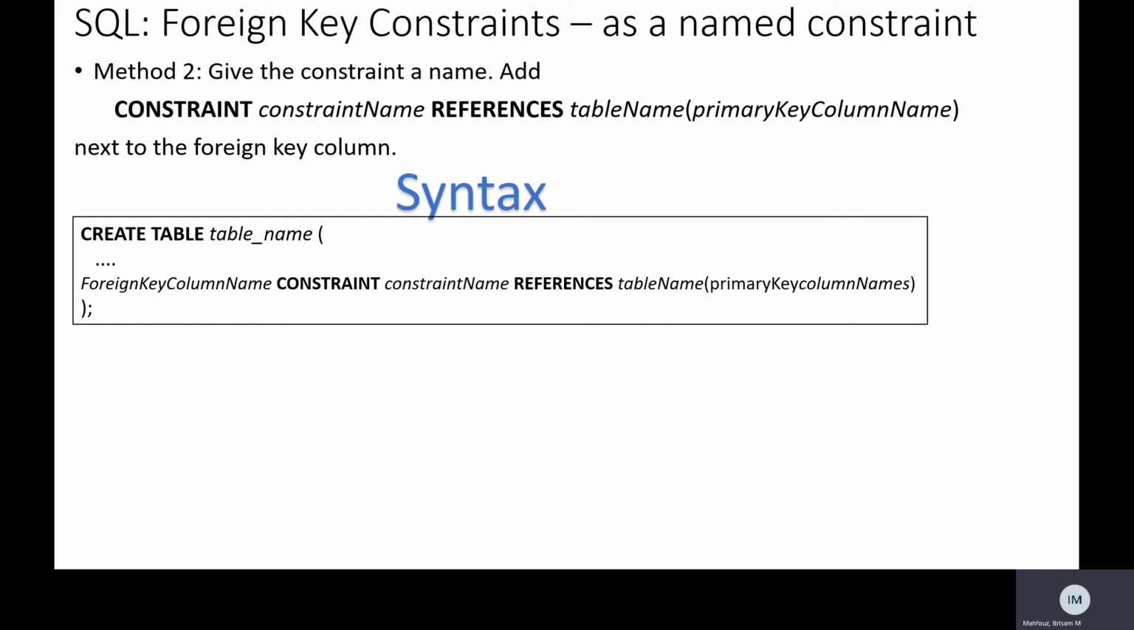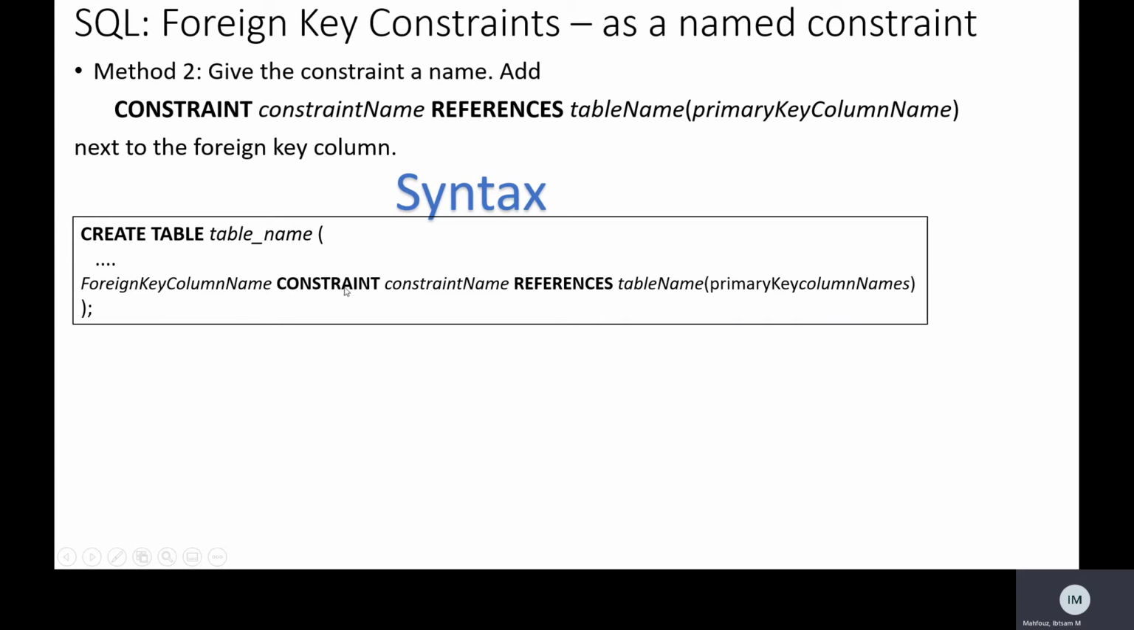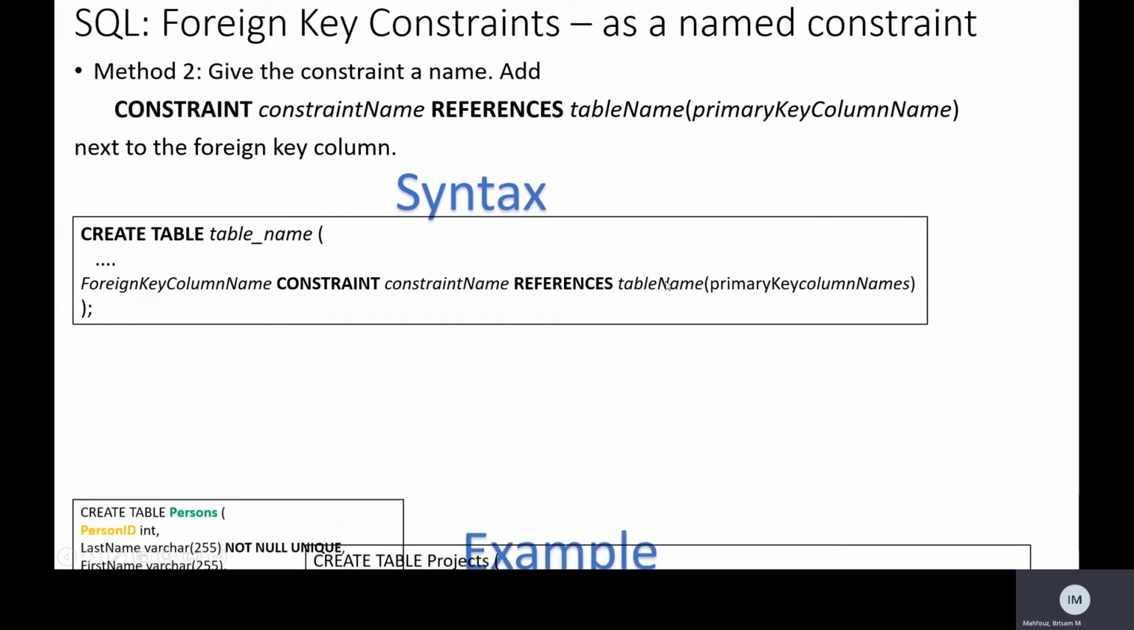We could also make sure that it's named. Here it's unnamed. See, we don't have the word constraint, so we don't have a name for this constraint. If I want to give it a name, I just add the word constraint and give it a name. Just like we did with the primary key, we said constraint and the name and then primary key. Here we say constraint, the name of the constraint, and then references and the rest of it.